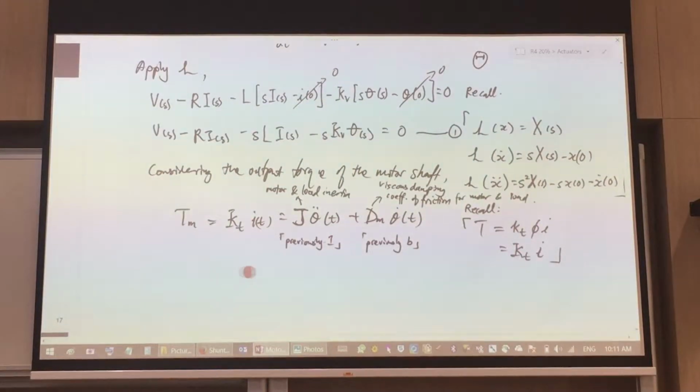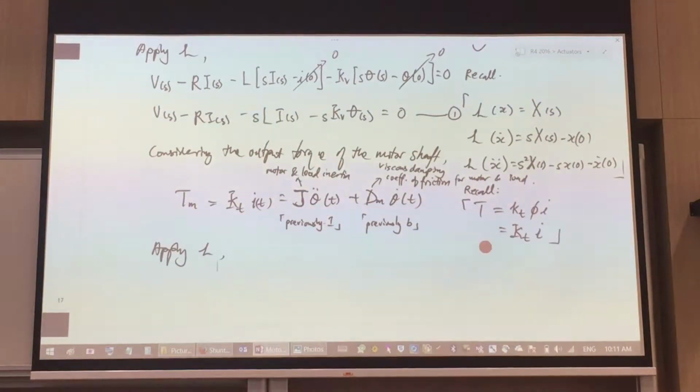So we have this form, and we could apply the Laplace transformation. Why are we doing this mathematics? Because we are trying to get the relationship of the load position, which is going to be defined by your theta, to the armature voltage, which is going to be defined by this V over here. We're trying to get that transfer function.